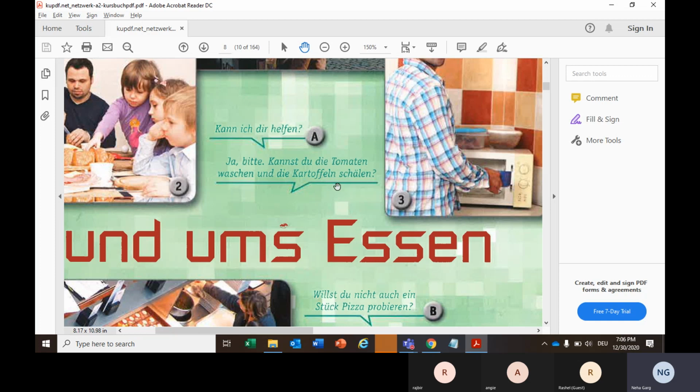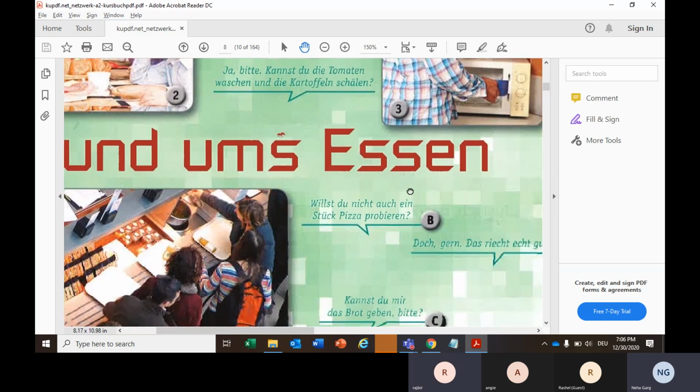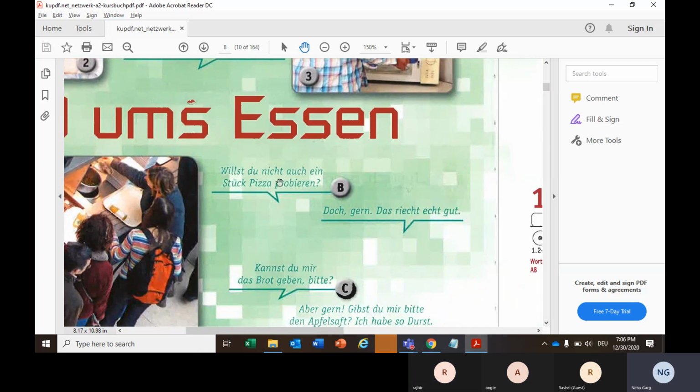What is Kartoffeln, Angie? Carrots? Potatoes. Carrots are Karotten. These are Kartoffeln. And schälen means to peel. Yes, please wash the tomatoes and peel the potatoes. B, Rajveer, your turn.